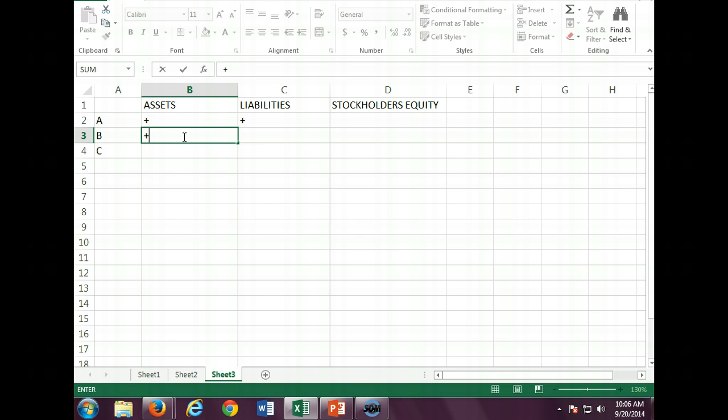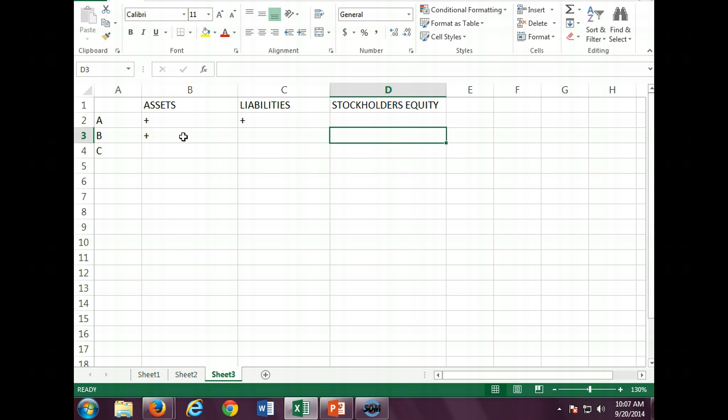But what does it mean we provide a service? Our revenues go up. Our revenues increase our stockholders' equity section, don't they? So our stockholders' equity section is going up. Make sense? Let's look at the next one.